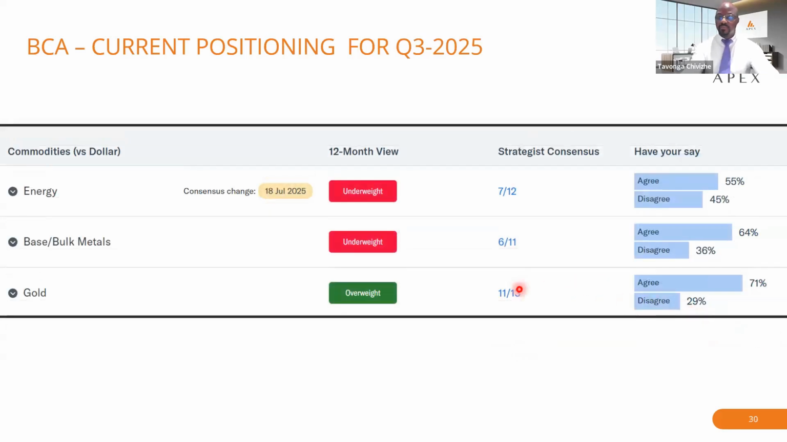Commodities, not exactly the best place across the BCA, but on the gold side, it's an overweight, very great conviction, 11 out of 13. And the subscribers absolutely love this.